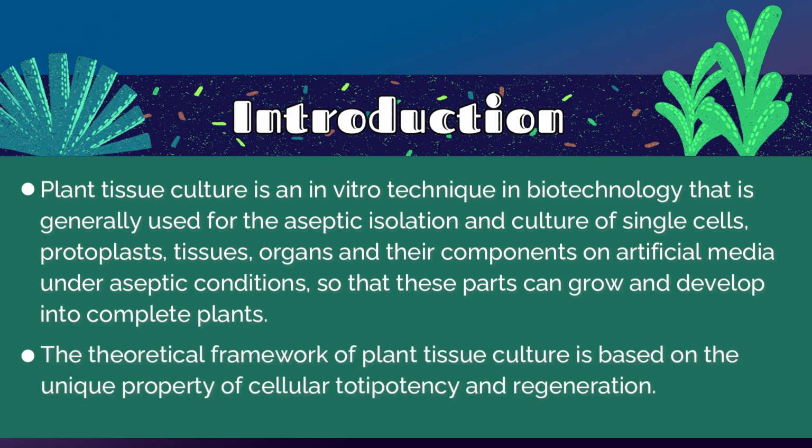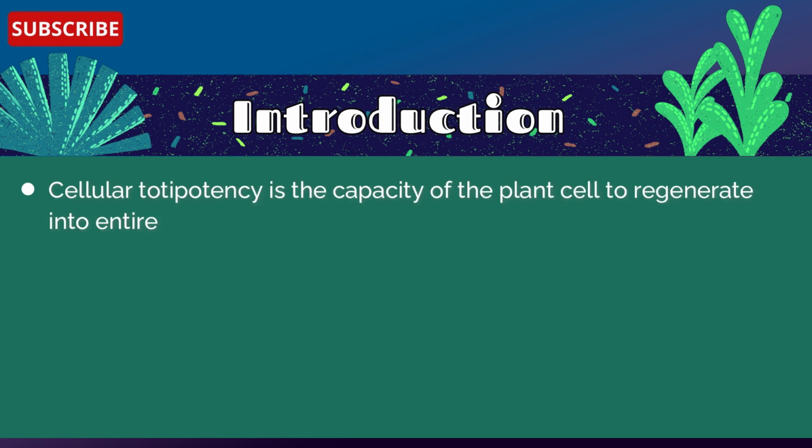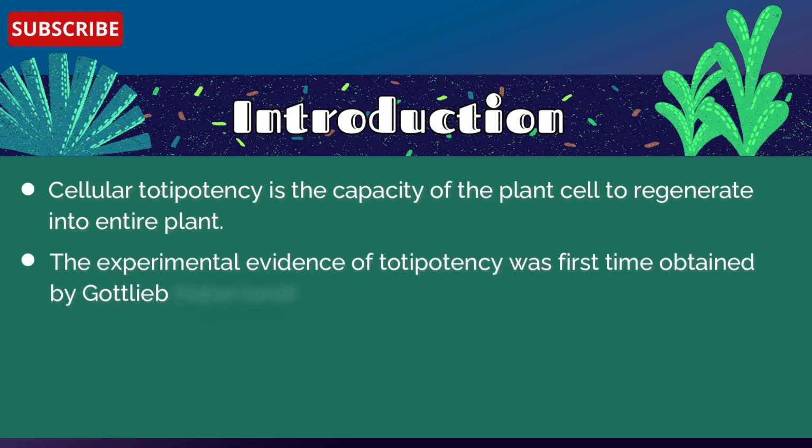The theoretical framework of plant tissue culture is based on the unique property of cellular totipotency and regeneration. Cellular totipotency is the capacity of the plant cell to regenerate into an entire plant. The experimental evidence of totipotency was first obtained by Gottlieb Haberlandt in 1902.